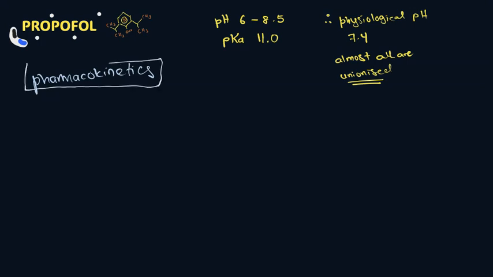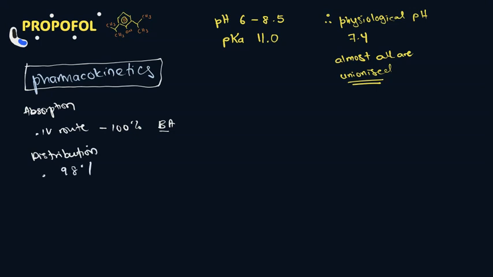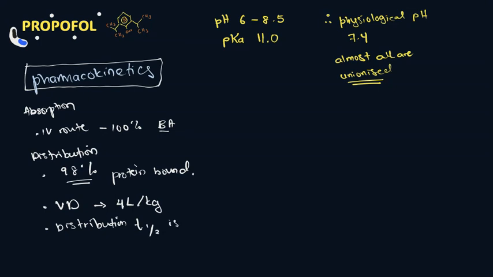Talking about pharmacokinetics, you are talking about the ADME of the drug. For absorption, it is only licensed to be used as an IV preparation. Therefore, its bioavailability is 100%. For its distribution, remember that propofol is very protein bound at 98%. Its volume of distribution is very large at 4 liters per kilogram, and its distribution half-life is 1 to 2 minutes. This explains the patient's rapid recovery after bolus injection.